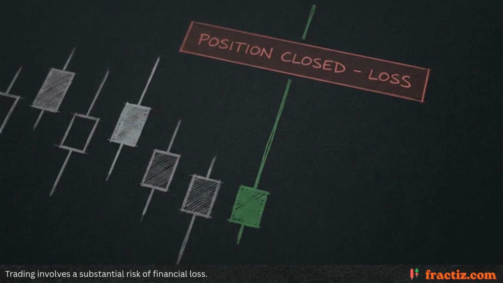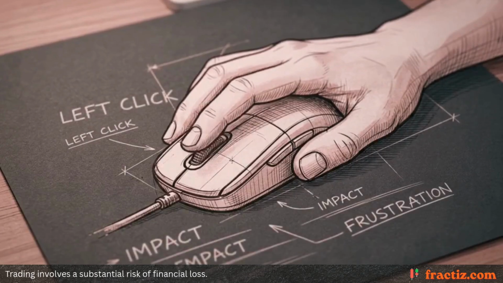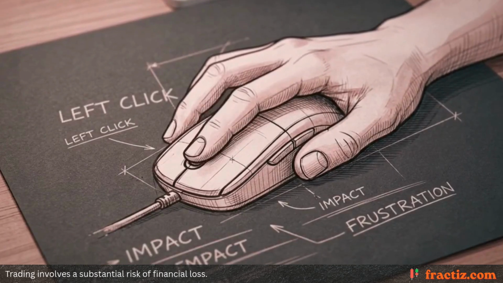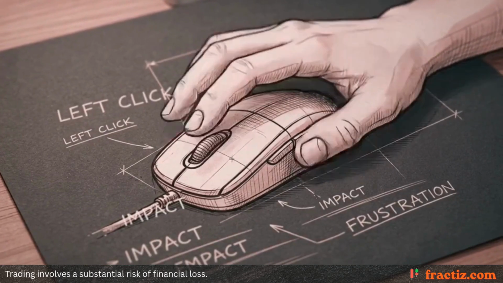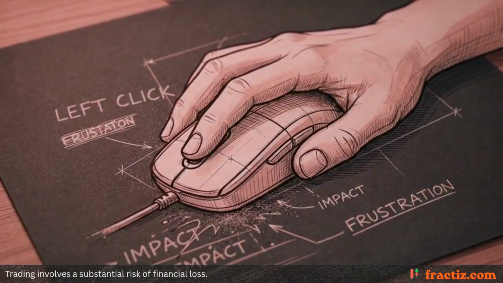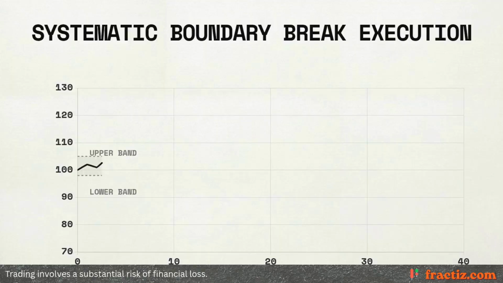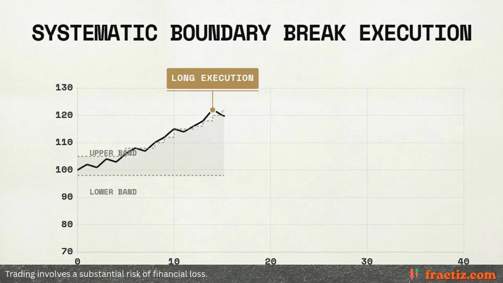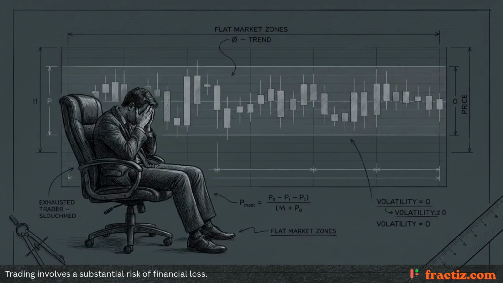A false breakout is one of the most reliable ways to lose capital. You identify a level, price breaks out, your order fills, and the market immediately reverses, trapping you in a losing position. Standard Donchian channel systems dictate that you take every single break of the upper or lower boundaries. When price action tightens into a narrow, sideways range, this mechanical obedience becomes a serious liability.